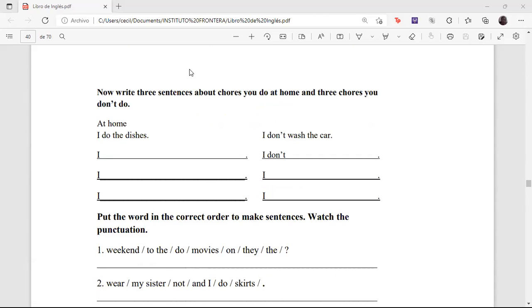Now, here they are indicating, now write 3 sentences about chores you do at home and 3 chores you don't do. Okay? At home, I do the dishes. At home, I don't wash the car.